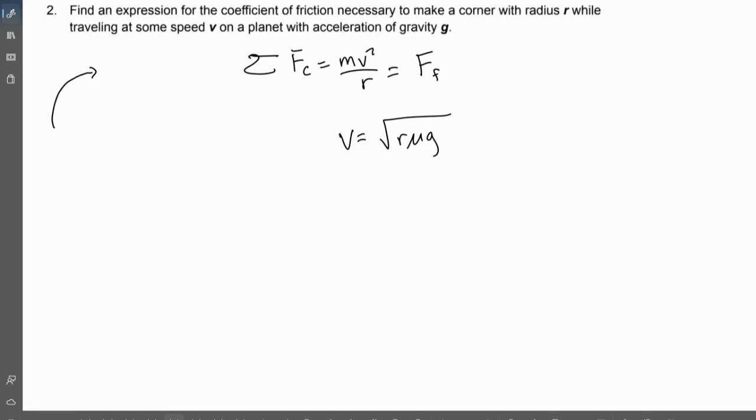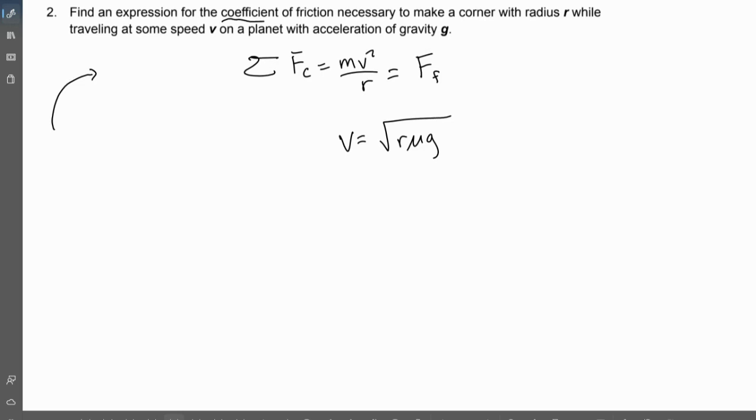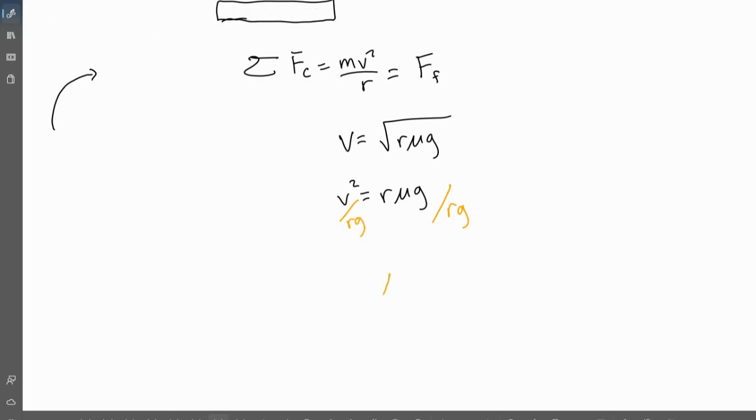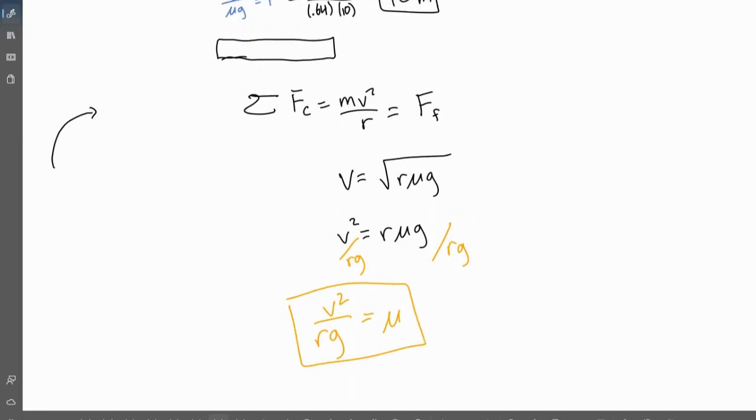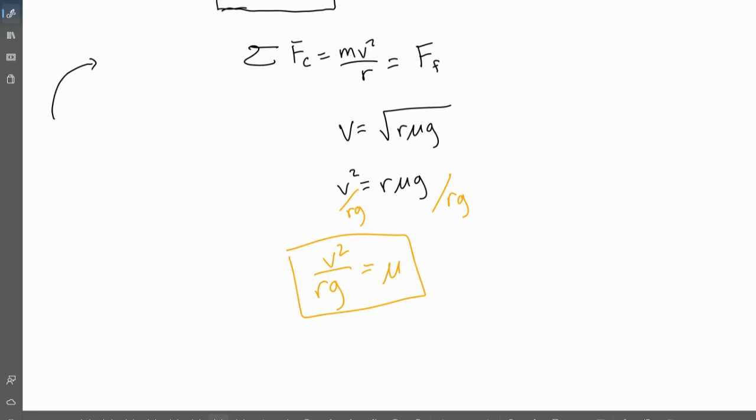So we can do that, but we want an expression for the coefficient of friction. So we're solving for mu. Okay, so instead of v, we're going to need v squared equals r mu g. But then we're solving for mu, so we've got to divide by rg. So mu equals v squared over rg. Done. That's it. Easy as that. Oh, somehow the problem went away, but okay, so that's number 2.